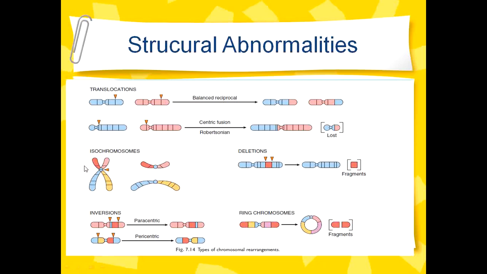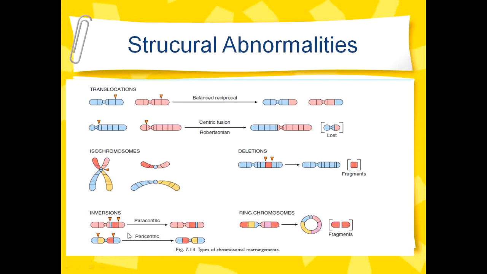Isochromosome are the result of horizontal division of the chromosome. So the result is either the chromosome is having both short arms or both long arms. In deletion, part of the segment is deleted and the length of chromosome gets shortened.